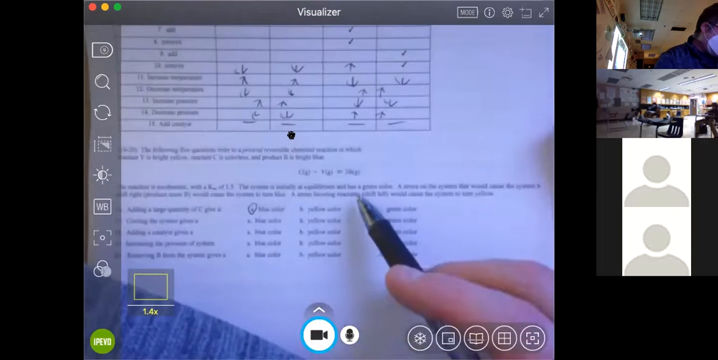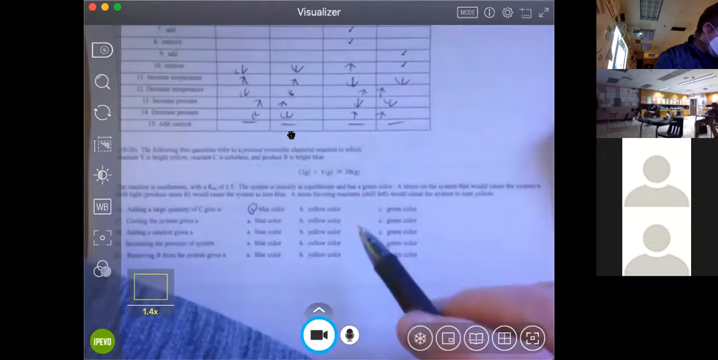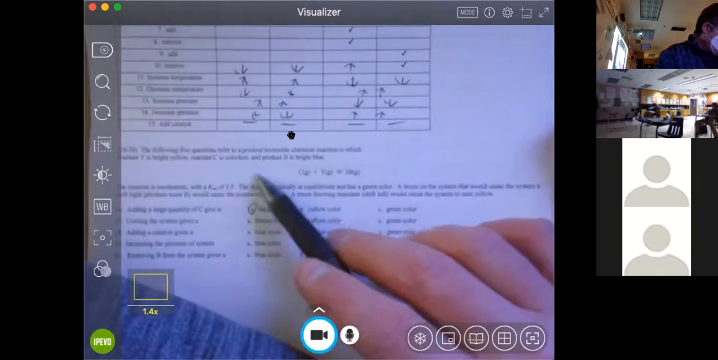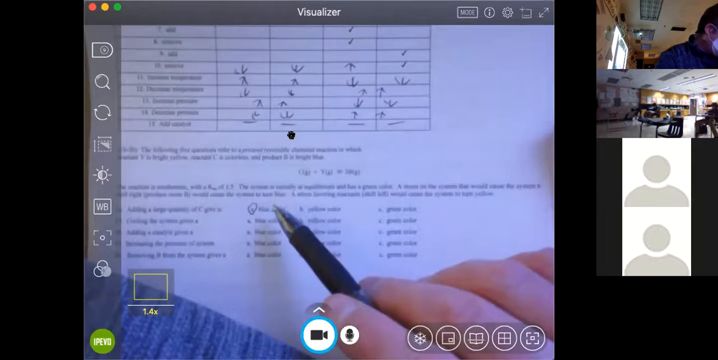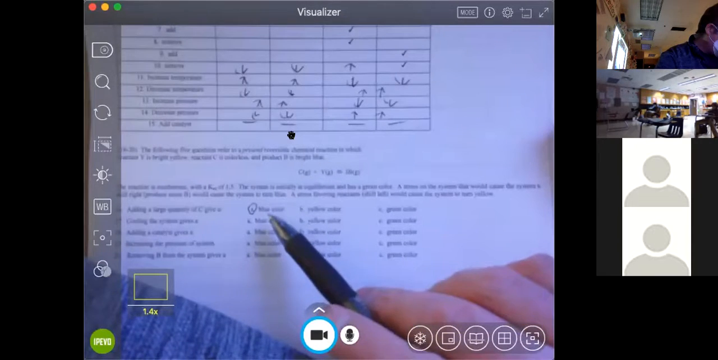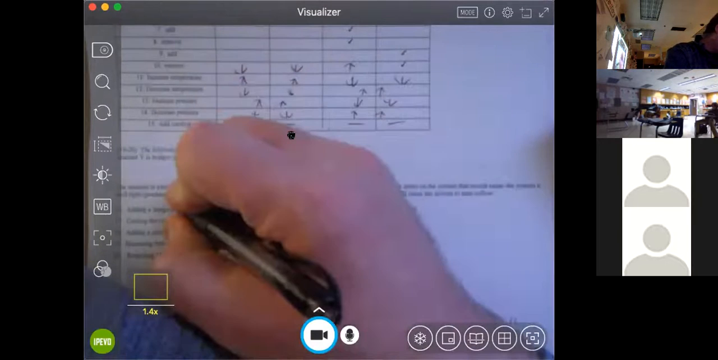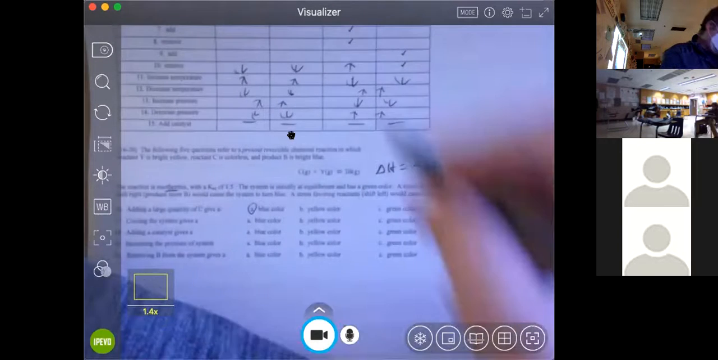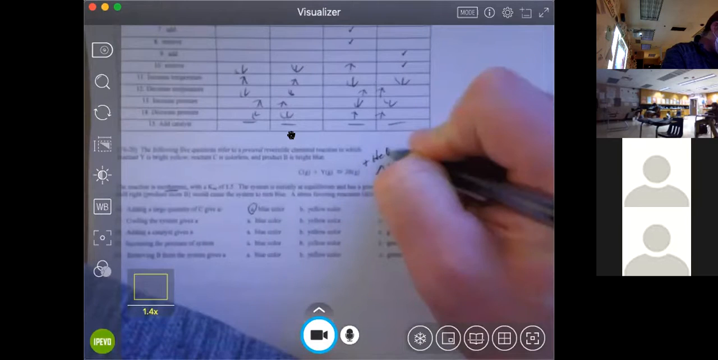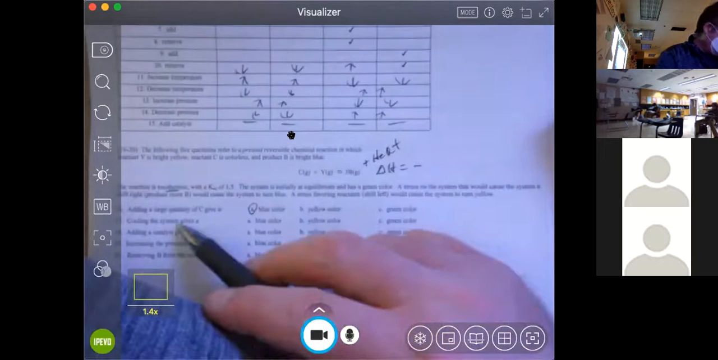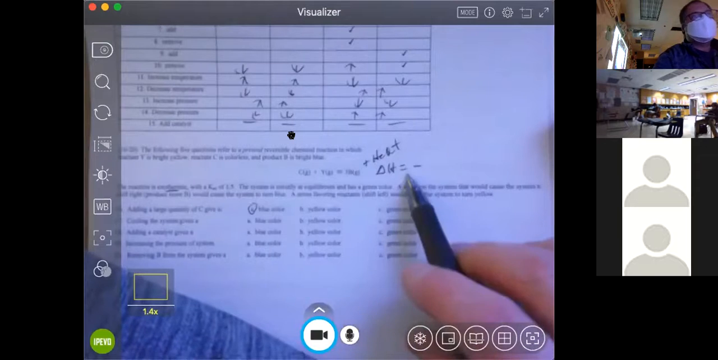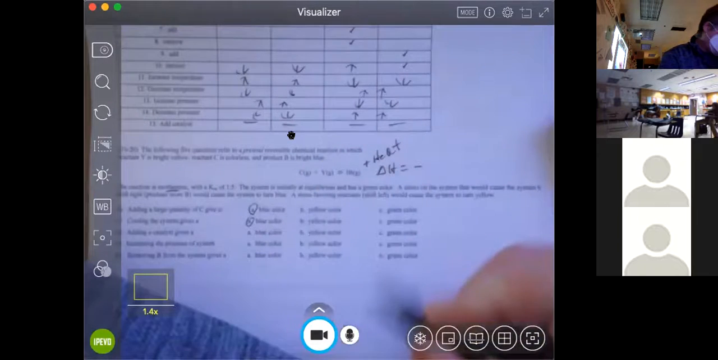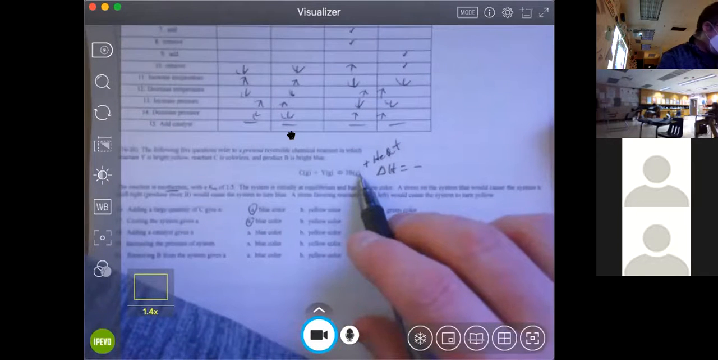Cooling the system. Well, we have to figure out whether it's endothermic or exothermic. Where do you see it? Right here. The reaction is exothermic, so delta H is negative, which means that heat is on the product side. If we cool the system, we're pulling out heat. That's going to want the system to produce more heat. So we're going to get blue again because blue is on the product side.